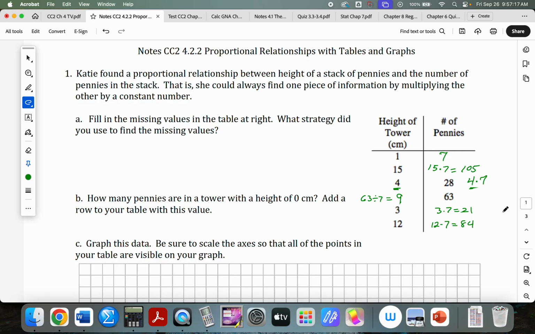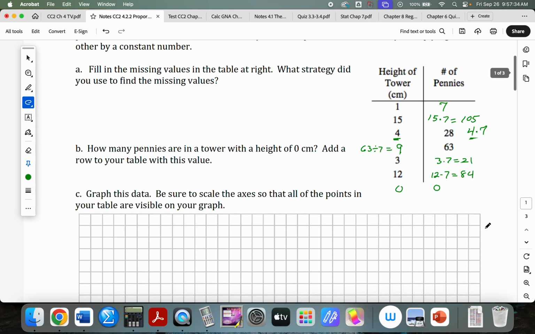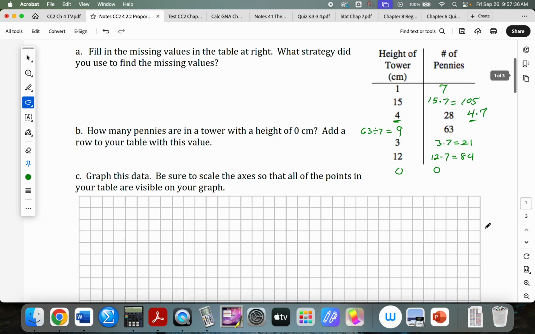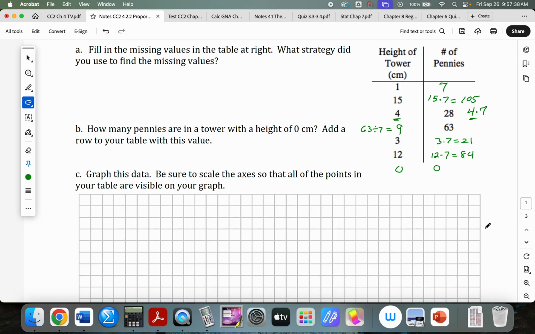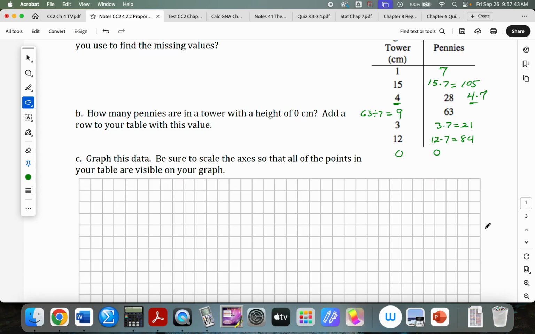So for part B, how many pennies are in a tower that has a height of 0 centimeters? 0. So it said add a row to the table that says this. All right, so now it wants us to put all these points on the graph, but we're going to need to scale this so that all the points in your table are visible on the graph.